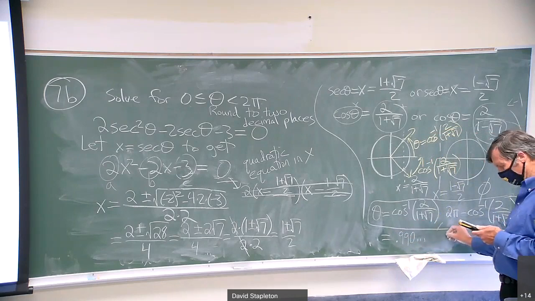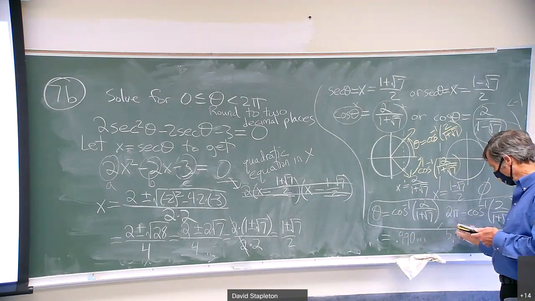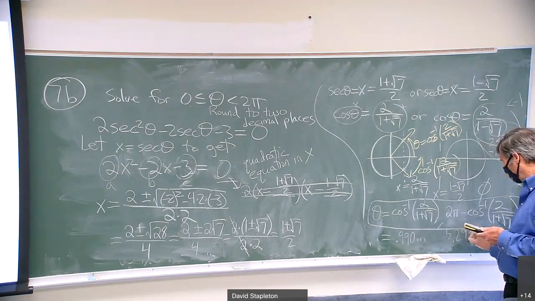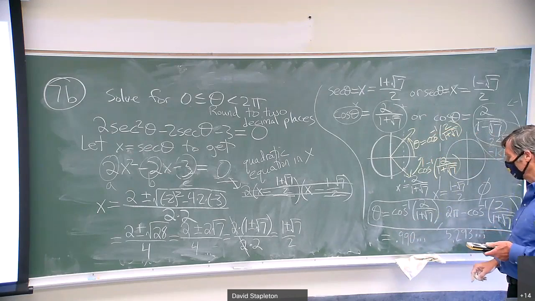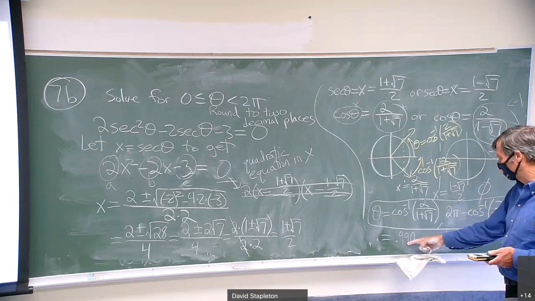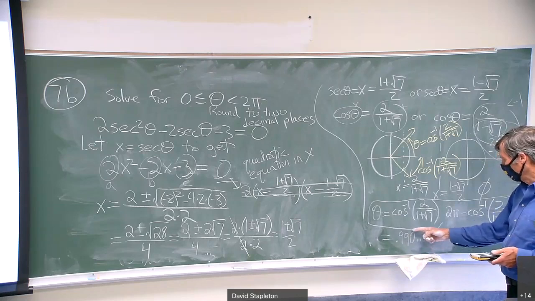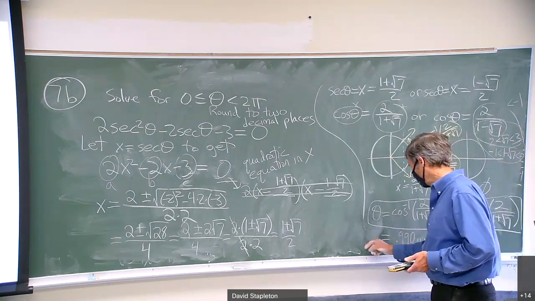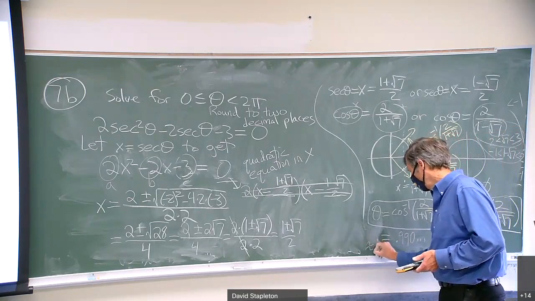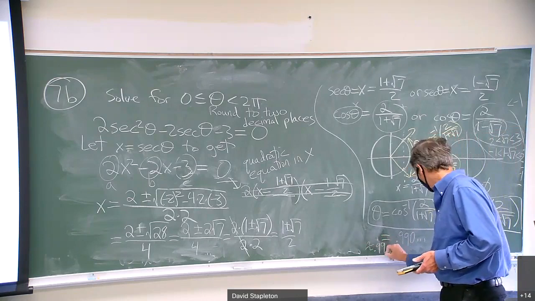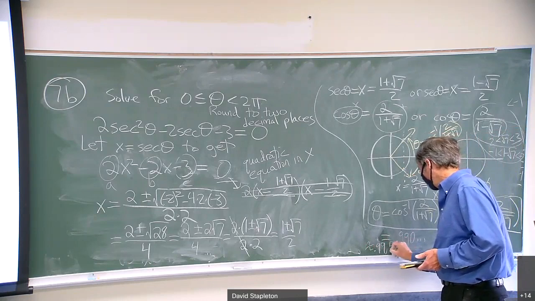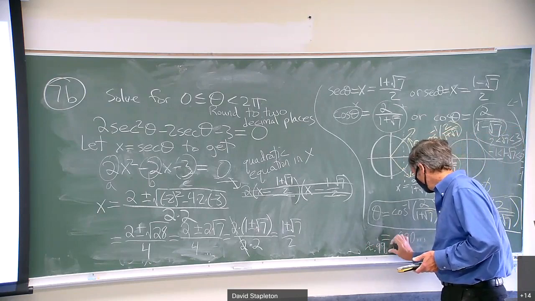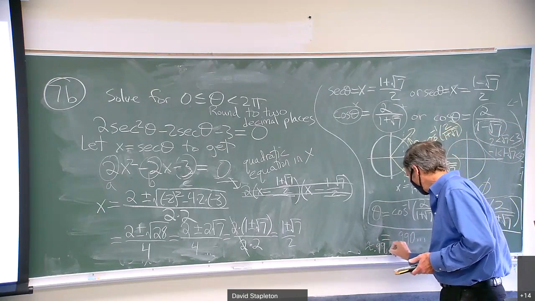And now I get for this one 5.23, etc. And round to 2 decimal places means count 2 digits right of the decimal point. And if the next digit is 5 or greater, round this one up to the next digit. If it's not, then leave it as it is. So we'll say this is approximated by 0.99 for the first one and 5.29 for the second. It's a comma.